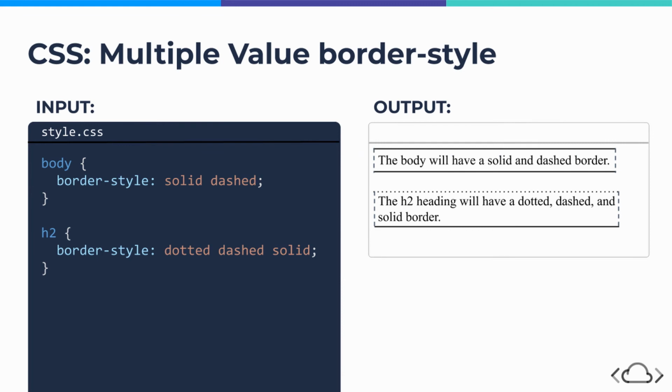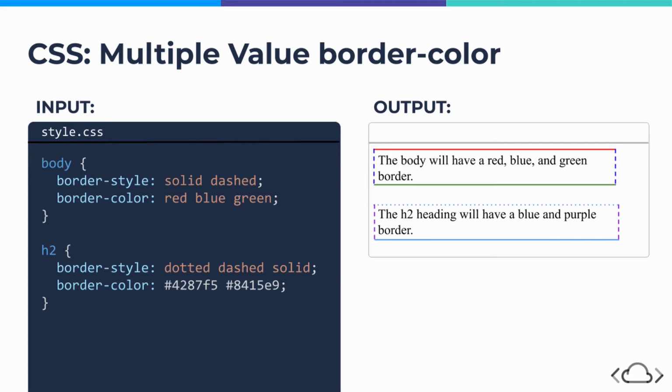To better visualize my example earlier, here's an example of a multiple valued border style. In the input, the body has a border style taking 2 values, solid and dashed. This means that the top and bottom will be solid lines, and the left and right will be dashed. H2 has a border style of dotted, dashed, solid. This means that the top is dotted, the sides are dashed, and the bottom is solid. You can see this in the output.